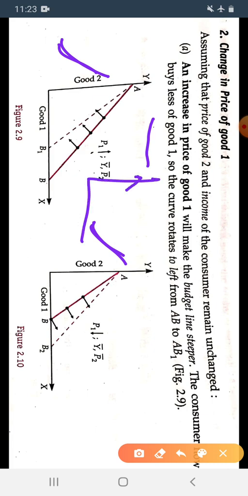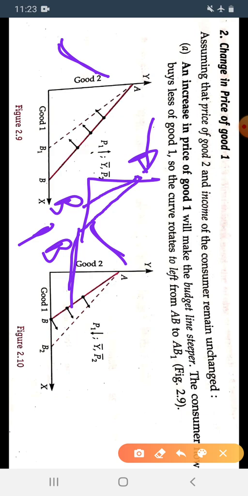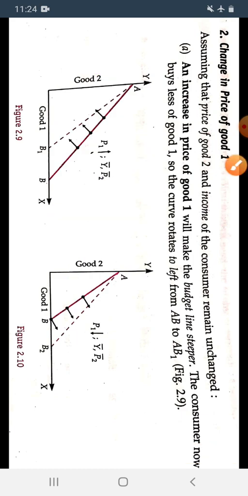That means if the previous budget line is like this, now the curve will shift leftward from AB to AB dash. It means the consumer now buys less of good 1, so the curve rotates to the left from AB to AB1.